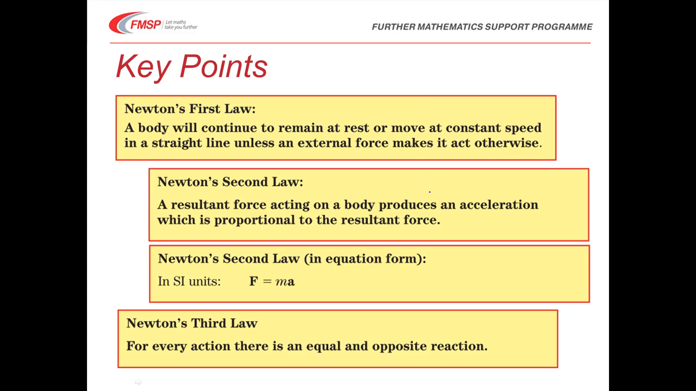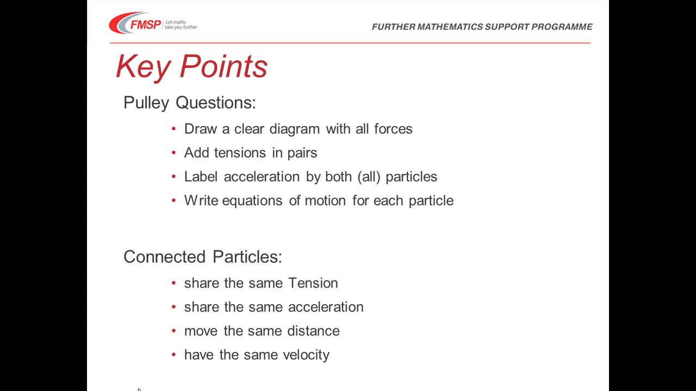Secondly, Newton's second law. A resultant force acting on a body produces an acceleration which is proportional to the resultant force. Well, in SI units, that's F equals ma, which is the form in which we should use Newton's second law every time. And then Newton's third law. For every action, there's an equal and opposite reaction. And when we're looking at connected particles, that particularly means that we're putting in two tensions, or two thrusts, in opposite directions. So let's have a reminder about connected particles and pulley questions.